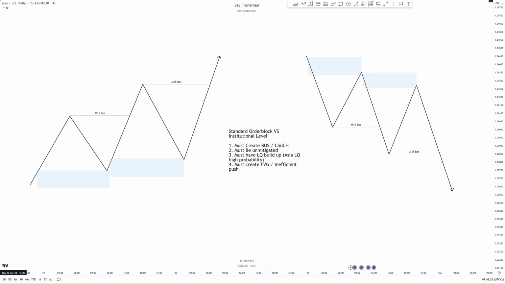It's just marking out the first and obvious order block that they see, but you need to start training yourself to see the high probability institutional levels. In this example of the mind graph that I've drawn out over here, the difference between a standard order block and an institutional level is that an institutional level must create a break of structure or a change of character. The institutional level must be unmitigated, meaning price must have not previously visited that zone.